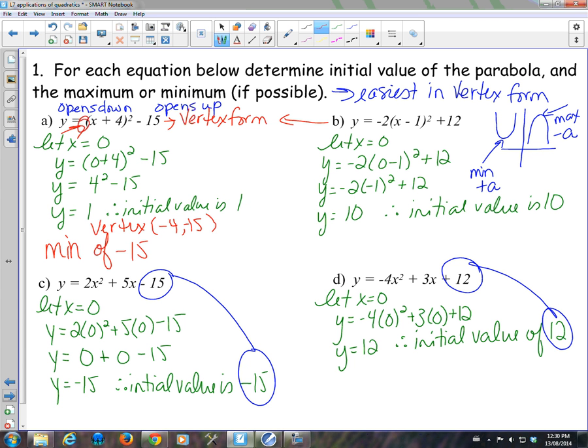I'm going to look at my second one now. My A value is negative, so it's going to open down. That means I will have a maximum value from my vertex. My vertex is 1 and 12. So the maximum value is 12. Easy peasy.